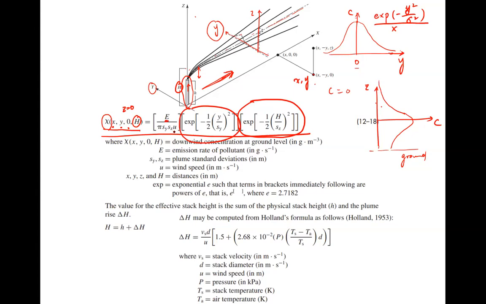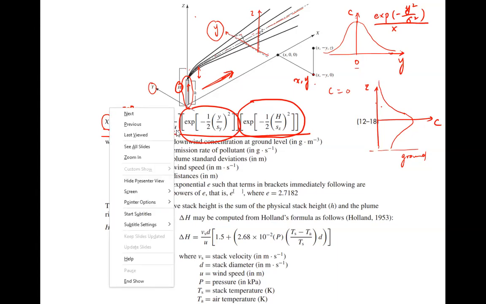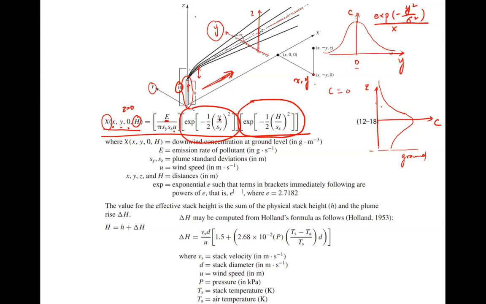It depends on the wind speed, the U term. And it depends on which y location you're looking at, so whether it's 1 kilometer away from the center line or 10 kilometers away from the center line. So the h here is the effective stack height, and you see that the only remaining parameters are the sy and sz.